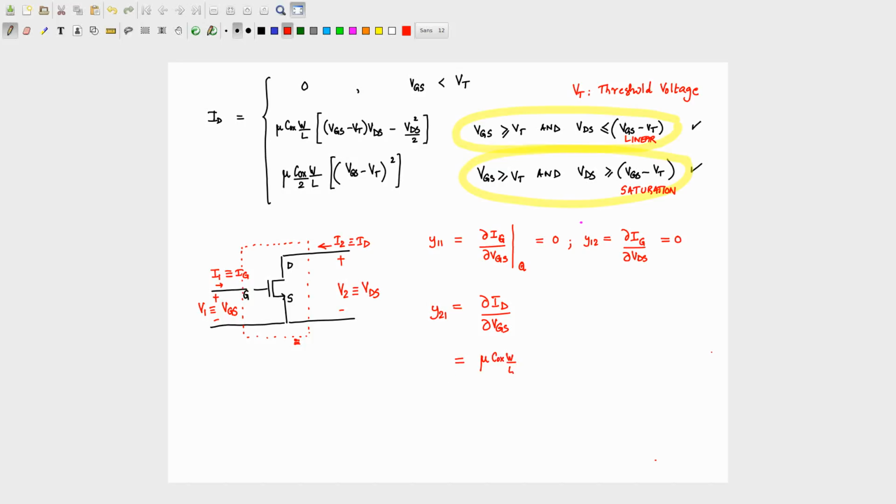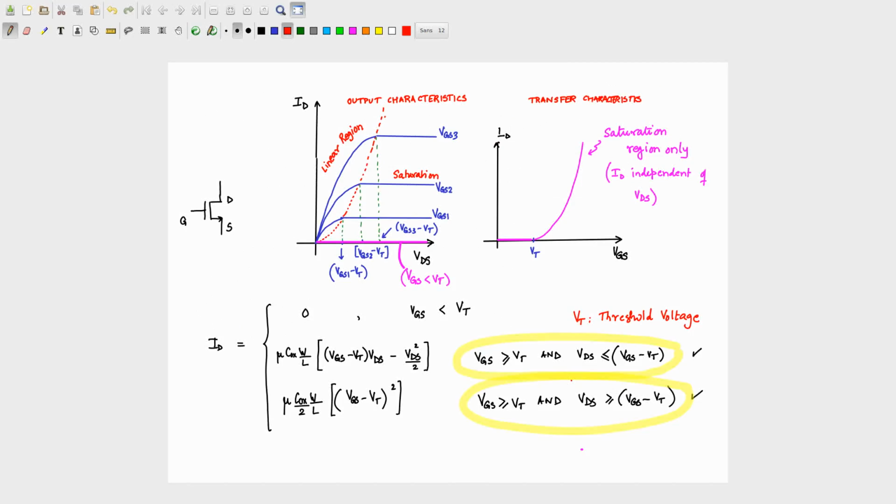Okay. Now let's go to the next quantity, which is y21, which is what we're interested in, right? y21 is nothing but ∂ID divided by ∂VGS. And what is this? Can someone calculate this? Right? This is going to be mu Cox W by L into VGS minus Vt. And we are going to call this the gm.